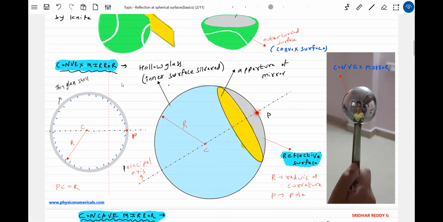Now the geometrical center of this mirror, you can see geometrical center P will come here. Similarly, the geometrical center of the convex mirror, this is a convex mirror. This is a thin glass shell, hollow glass shell. This section will become a convex mirror. The geometrical center of convex mirror is called a pole.